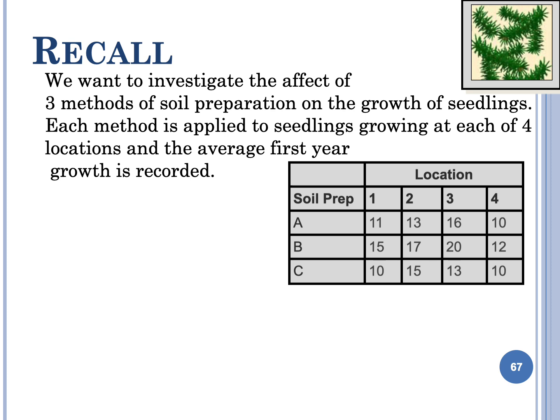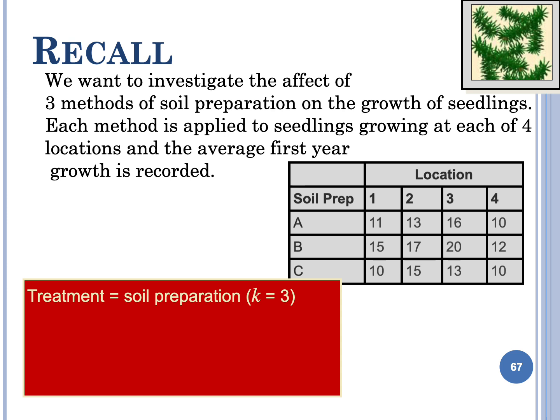So we call it the block. And soil preparation is basically designed by the researcher. Therefore, it is the factor in our experiment. And this factor has three levels, level A, B, and C. In our notation, we use k to denote the number of levels or number of treatments in a factor, and we use little b to denote the number of blocks in our experiment.